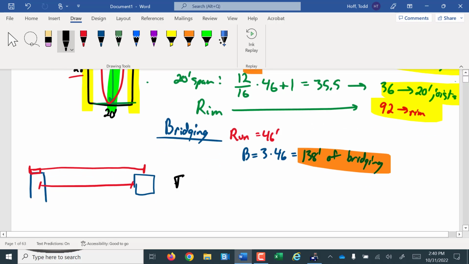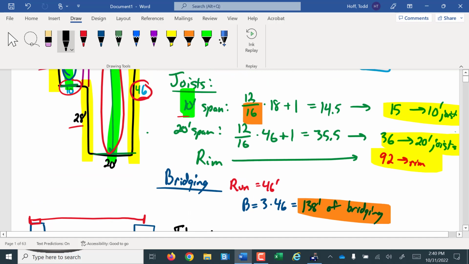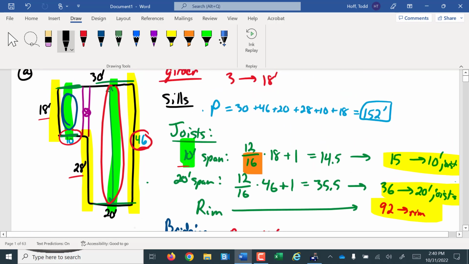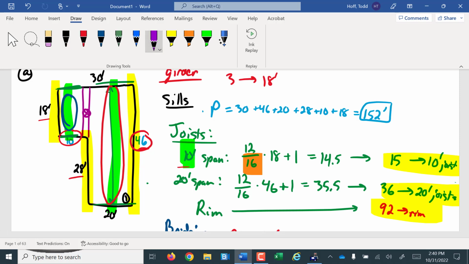Finally, floor. Now, I had told you guys just to go ahead, find the area, and then do what to it? Well, let's just go ahead and find the area. So for the area of this, we got piece 1 here that is 46 by 20, that rectangle.